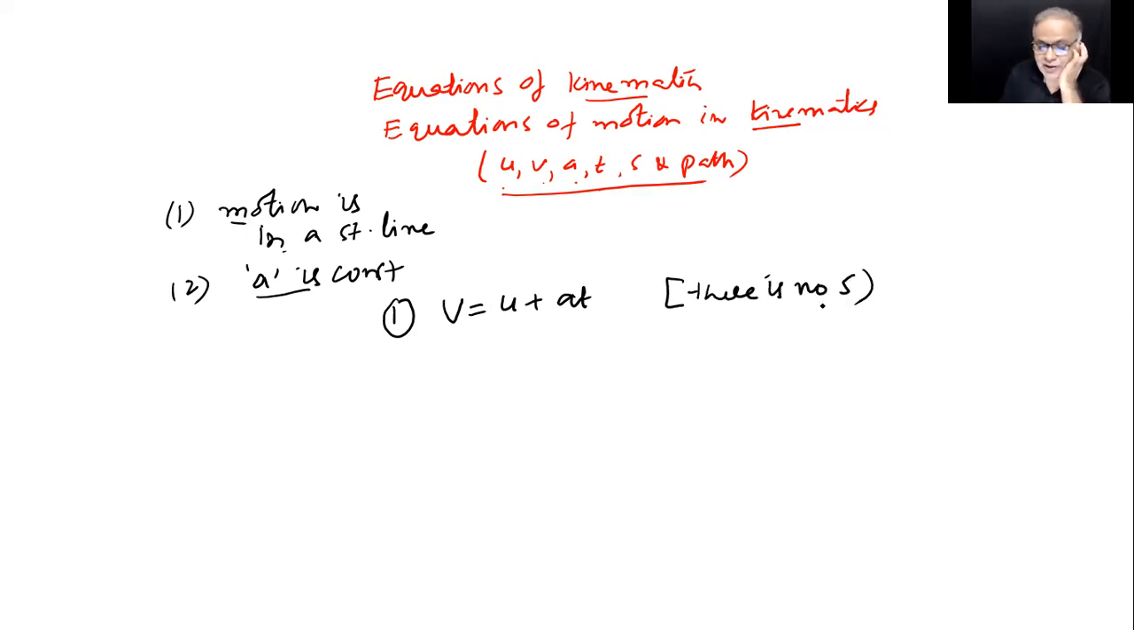In this formula, everything else is there. U is there, V is there, A is there, T is there. This is not there.